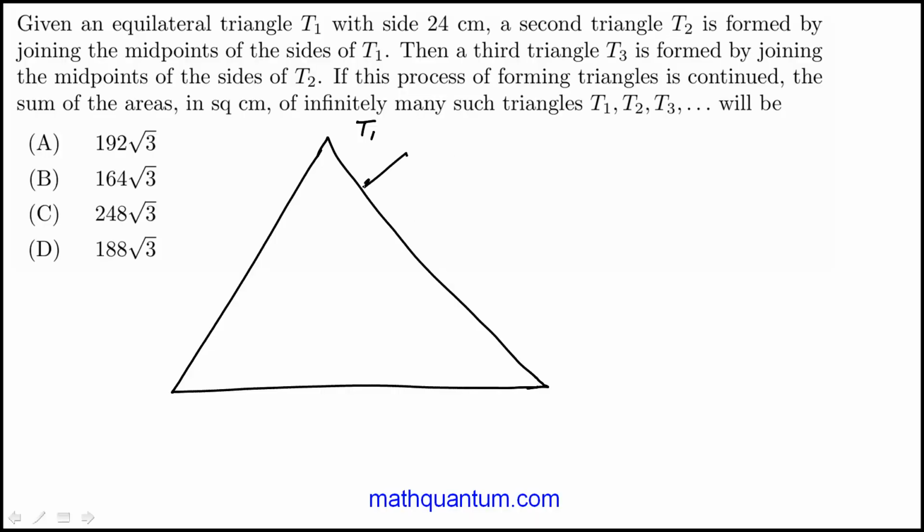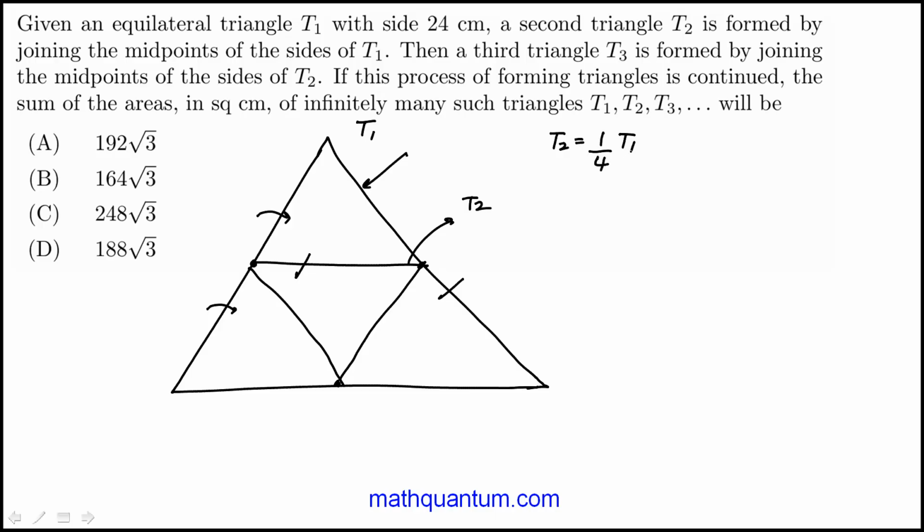So here we're given this equilateral triangle, and what we're doing is we're connecting the midpoints and then forming another equilateral triangle T2. The key thing here is that when you do that, you end up with 4 congruent equilateral triangles. So that means that T2 would be 1/4 the area of T1.